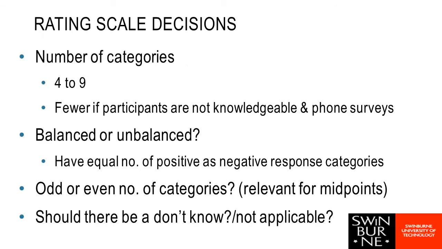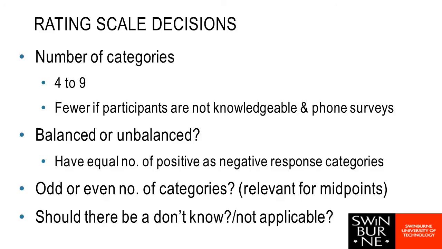Okay, so here's a couple of the considerations when we are using a scale. So if we are creating our own scale, first is the number of categories and number of options. So normally it's somewhere between about 4 and 9. Two things we should keep in mind. One is that if we're doing a phone survey, we definitely want it to be fewer because it'll just take a long time to read them out.